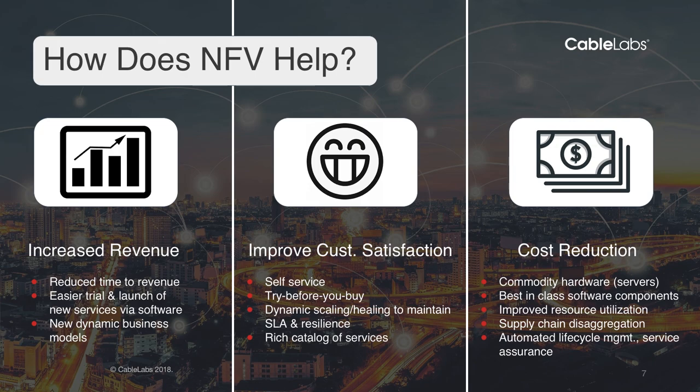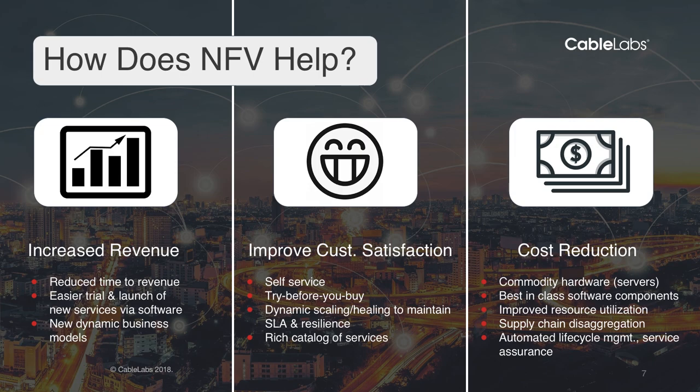Dynamic scaling, healing to maintain SLAs and resilience. With NFV, you get automatic scaling. If the demand for a network service goes up, it automatically scales up. If there are outages in cloud regions, there's automatic resilience and healing built in, which will maintain the SLAs for the customer in a variety of situations. So there's no more congestion, no more regional outages that cause a service to go down.